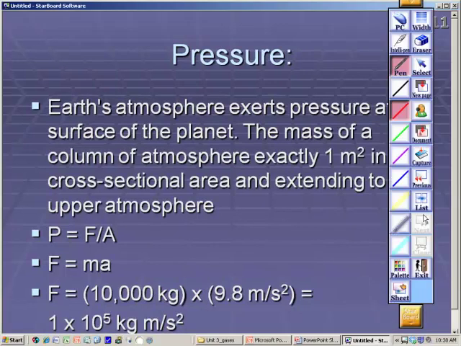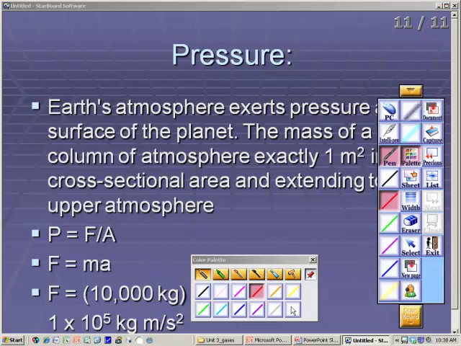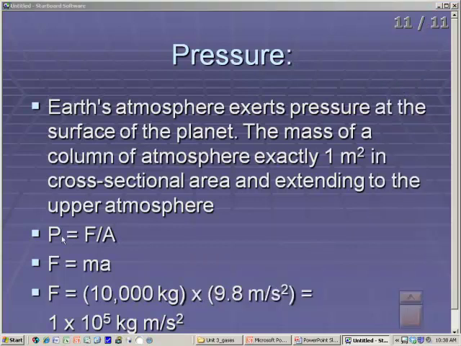Pressure, if you're a physics person, you may remember this. Pressure is considered to have the units force divided by area. So the amount of force applied over a specific area. Hold on, I'm trying to find a different color here. Here we go. So pressure is equal to a certain amount of force over a certain area.